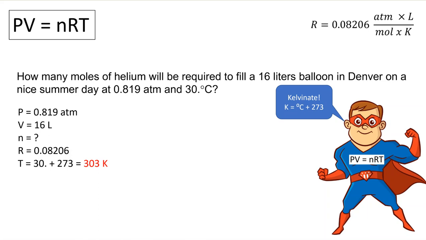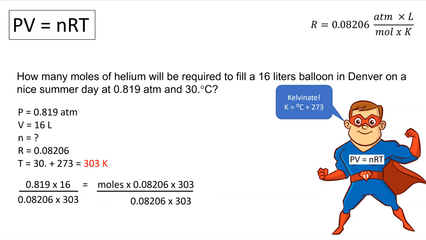So we write down all of our variables. We have that P is 0.819 atmospheres, volume is 16 liters, n is moles. That's what we're trying to solve for. R is 0.08206, and we kelvinated to 303 K. So we're going to substitute those values into the equation here, PV equals nRT, and solve.